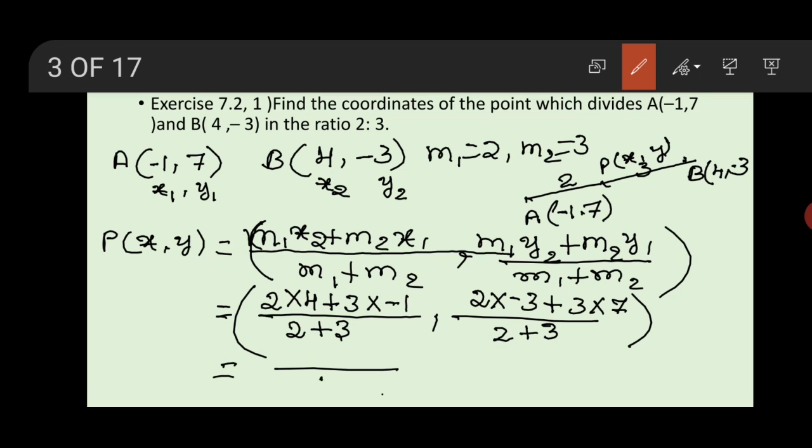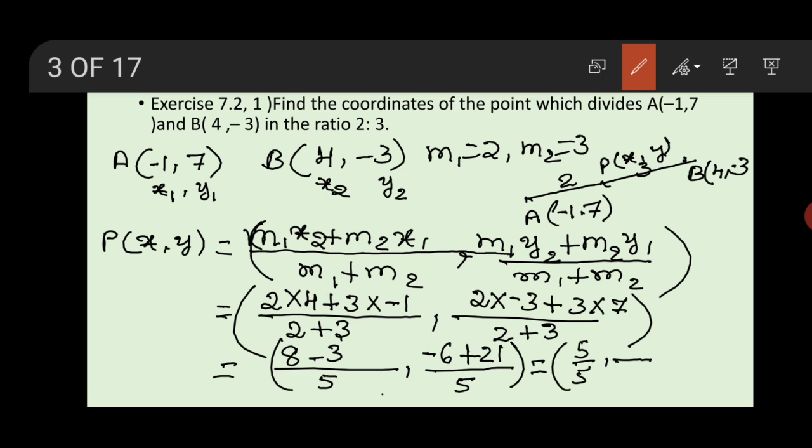Simplify again, you will get 2 plus 3 is equal to 5 in the denominator. 2 4s are 8 minus 3. 2 3s are 6, sign is minus 6 plus 3 7s are 21. So on simplification, 8 minus 3 is 5, divided by 5, then 21 minus 6 is equal to 15, divided by 5.